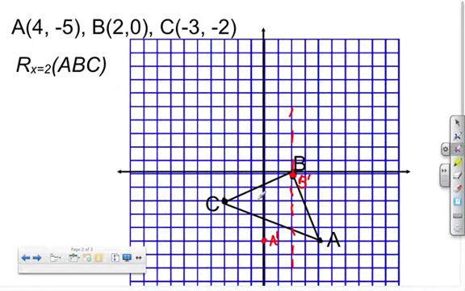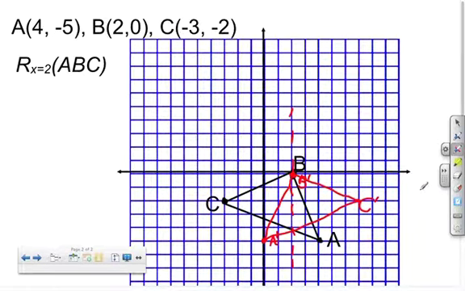C is 1, 2, 3, 4, 5 spaces to the left of my line of reflection. So its reflected image will be 1, 2, 3, 4, 5 spaces to the right. And once again, when I connect my dots in as pretty a manner as I can, there is triangle A prime, B prime, C prime.